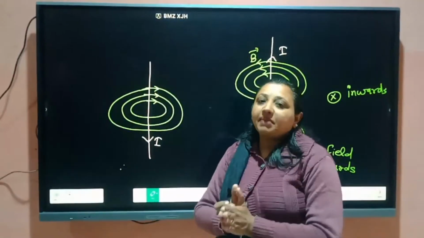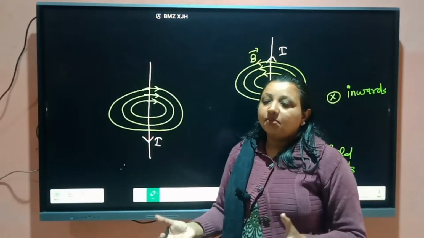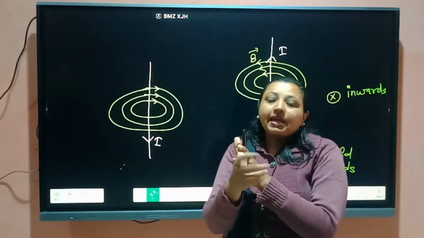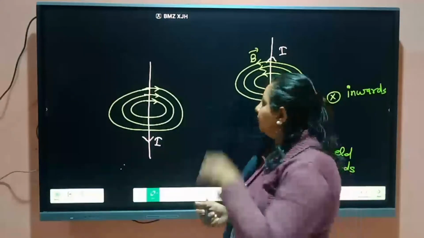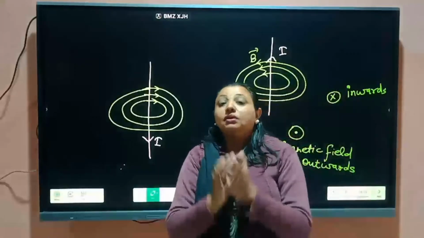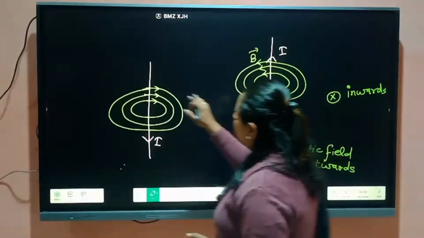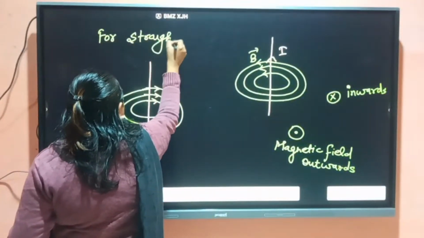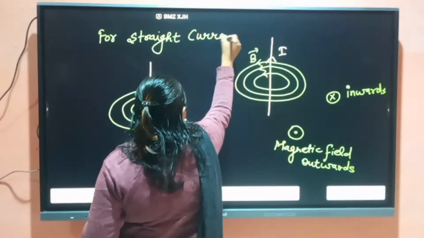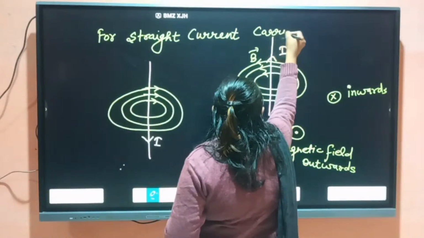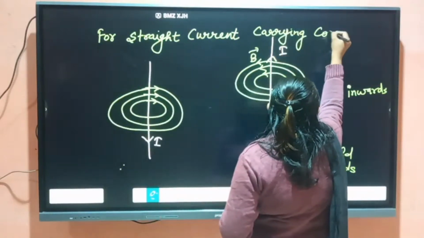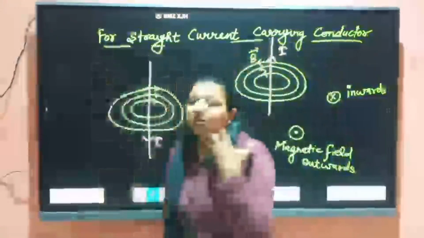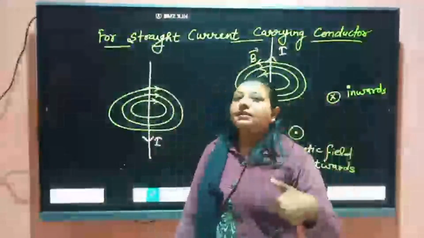So this is how we represent the magnetic field with the direction of current by the right hand thumb rule. It is the right hand thumb rule. The thumb points in the direction of current and the curled fingers show the magnetic field. Okay? We can also use the same for the circular current carrying conductor. This is for the straight current carrying conductor.